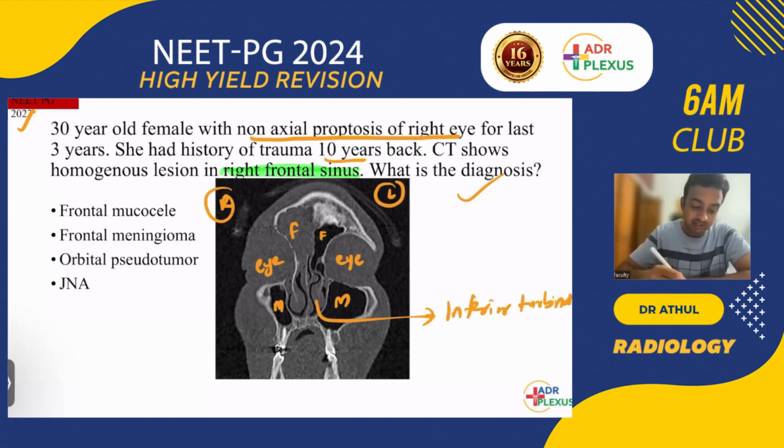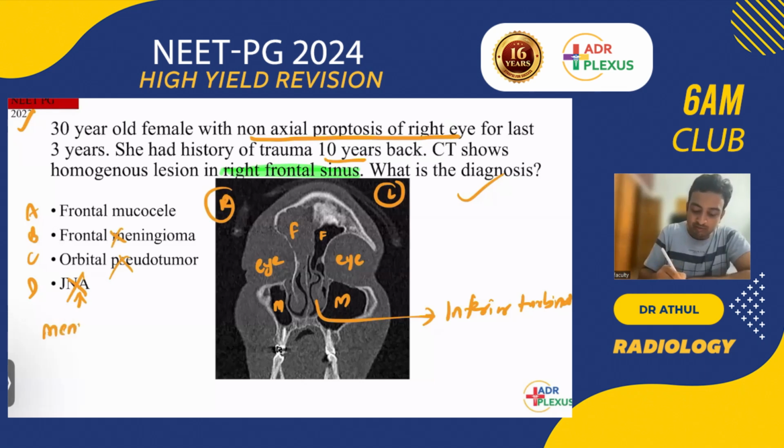So what is the diagnosis here? Is it A, B, C, or D? Is it frontal mucocele? Is it frontal meningioma? Or is it orbital pseudotumor? Or is it JNA? Actually, the question itself is very easy. They are telling you there is a lesion in the right frontal sinus. So which among these is a lesion from the frontal sinus? We discussed already, JNA is not a lesion of the frontal sinus. It arises from the sphenopalatine foramen of the pterygopalatine fossa. So this is not the answer. Orbital pseudotumor is not a lesion of the frontal sinus. It is a lesion of the orbit. So you can easily rule out that option.